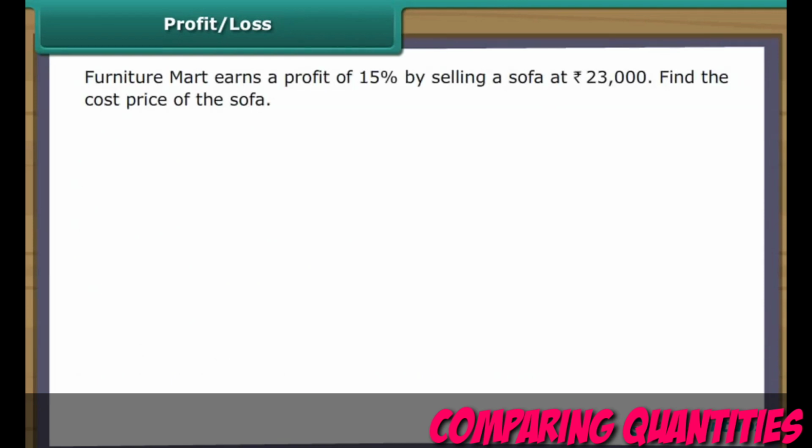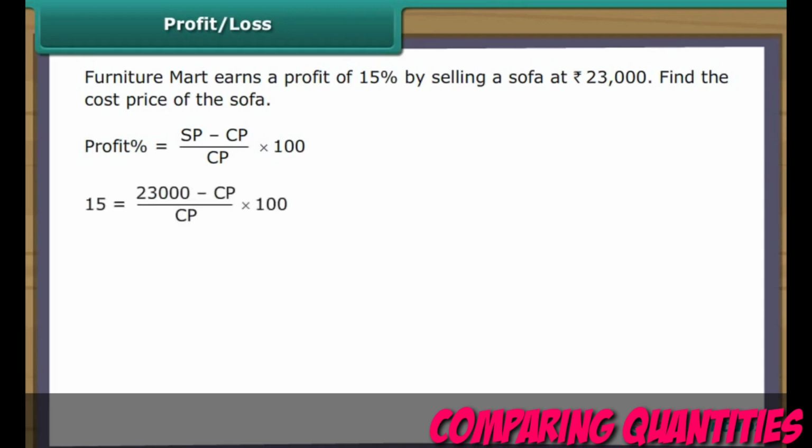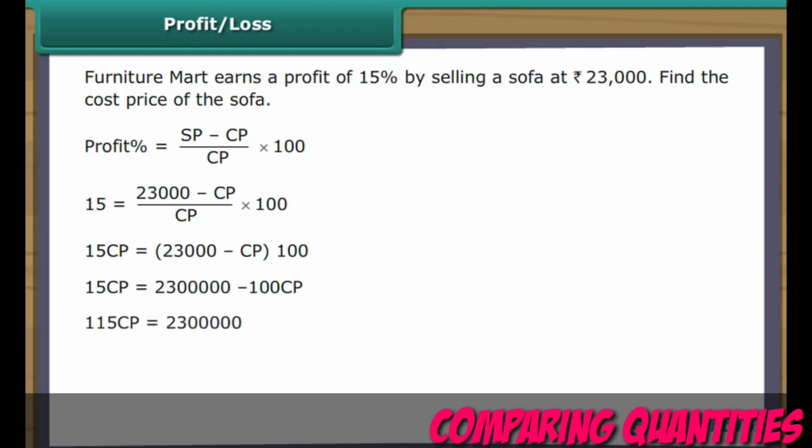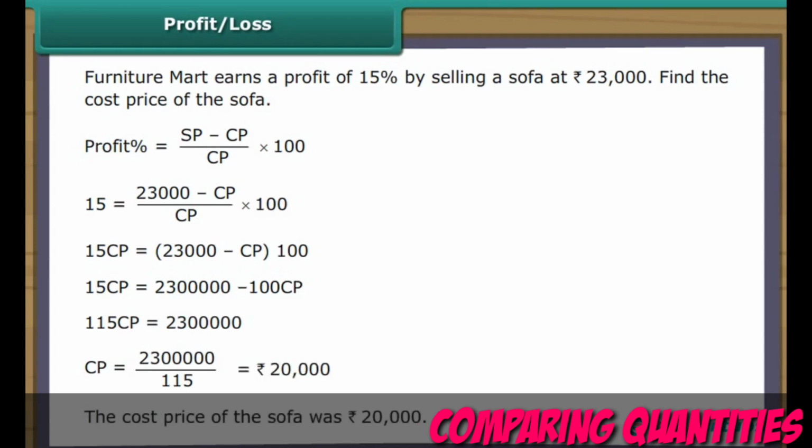Furniture Mart earns a profit of 15% by selling a sofa at Rs 23,000. Find the cost price of the sofa. Profit percentage is equal to SP minus CP upon CP into 100. 15 is equal to 23,000 minus CP upon CP into 100. 15 CP is equal to 23,000 minus CP into 100. 15 CP is equal to 23 lakh minus 100 CP. 115 CP is equal to 23 lakh. CP is equal to 23 lakh upon 115, which equals Rs 20,000. The cost price of the sofa was Rs 20,000.